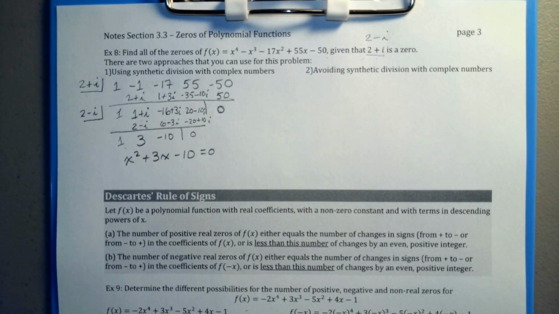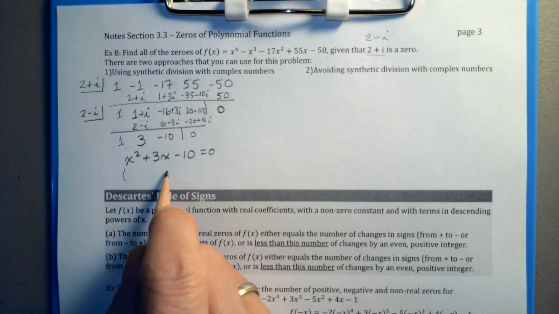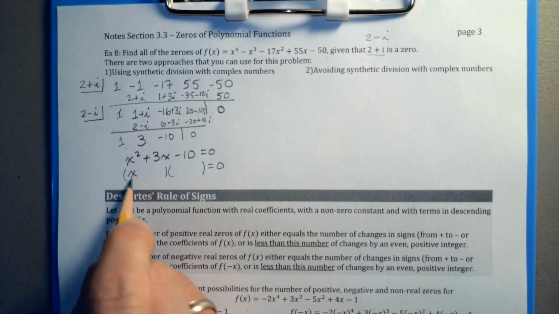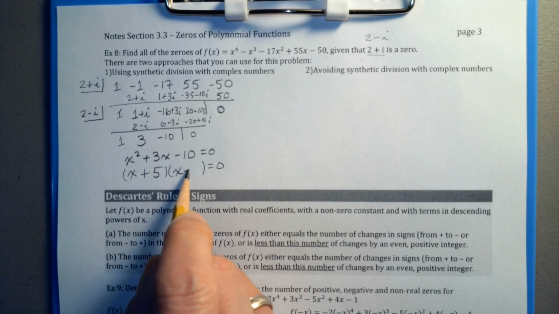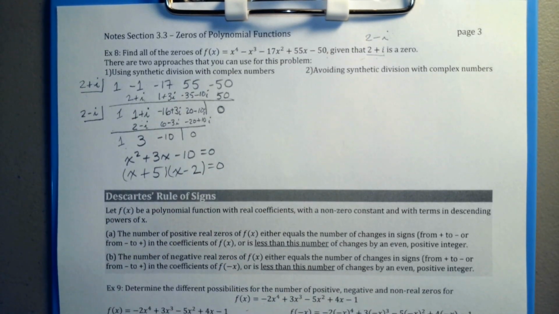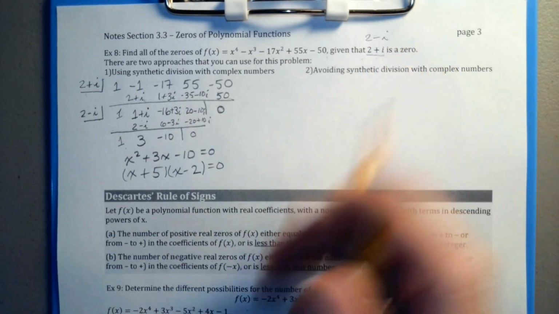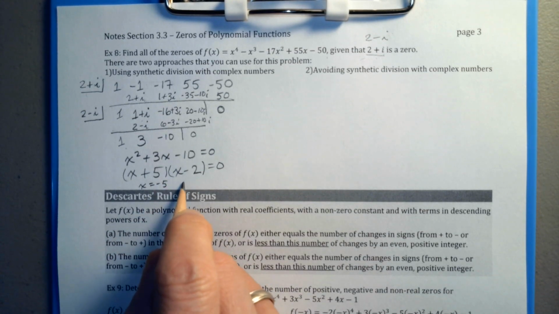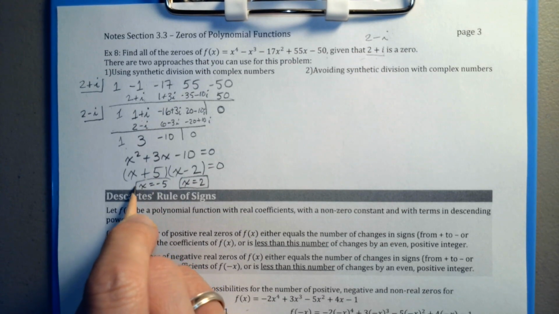Now we can just use factoring, or if factoring doesn't work, we can use the quadratic formula. But I think this factors. This will be x and what? Plus 5 and minus 2, I think works. And so, we have our 2 solutions up here, and now we have x equals negative 5, and we have x equals 2. And those are the 4 solutions to that.